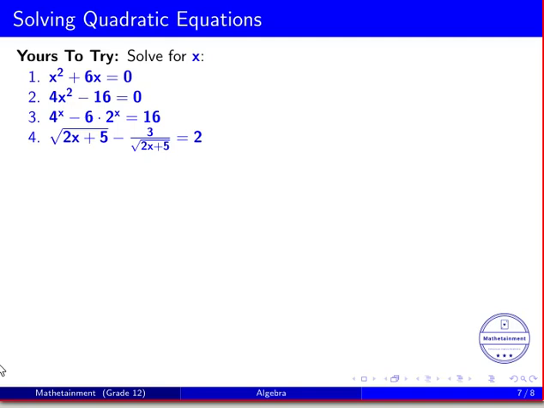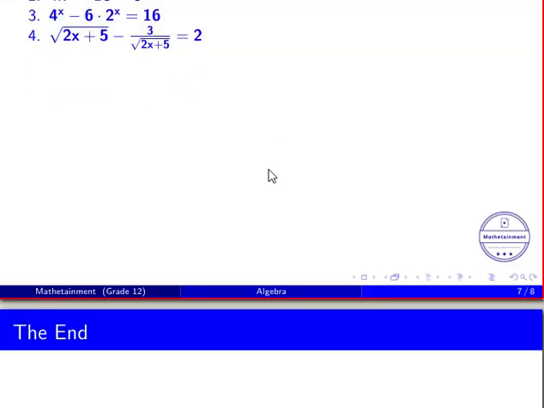We have 4 to exponent x minus 6 times 2 to exponent x equal to 16. And we have square root of 2x plus 5 minus 3 over square root of 2x plus 5 equal to 2. So please solve for x there. And trust me, all those equations satisfy the definition of being quadratic equations. So none of them should look scary to you. You just have to find a skill of manipulating them to look like quadratic equations.